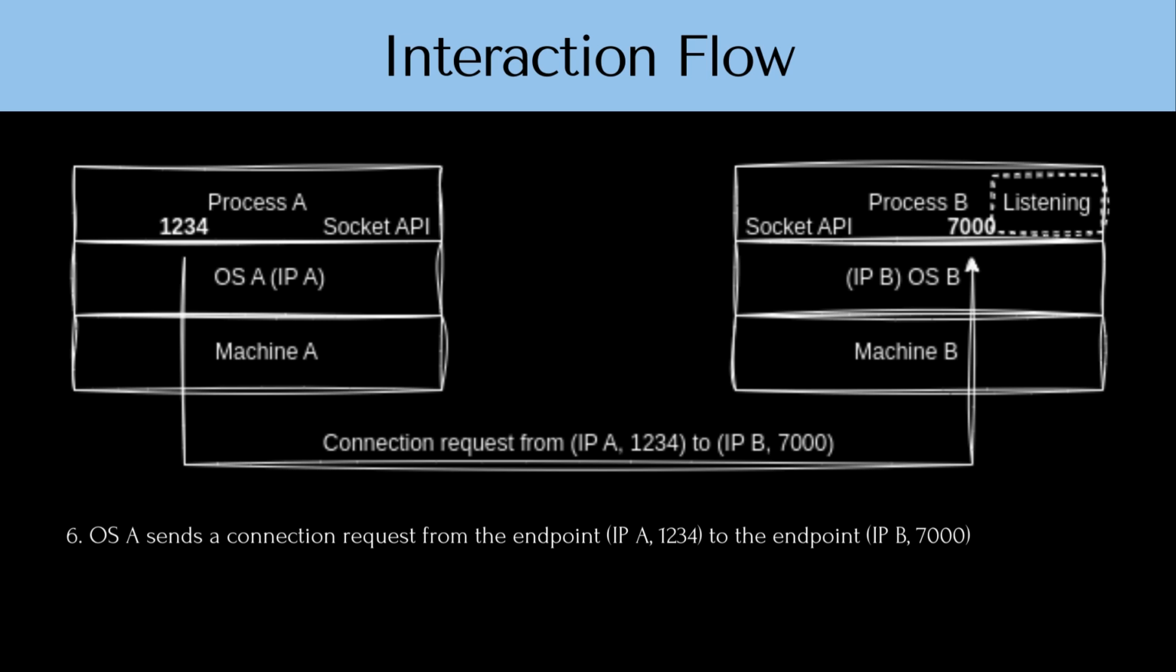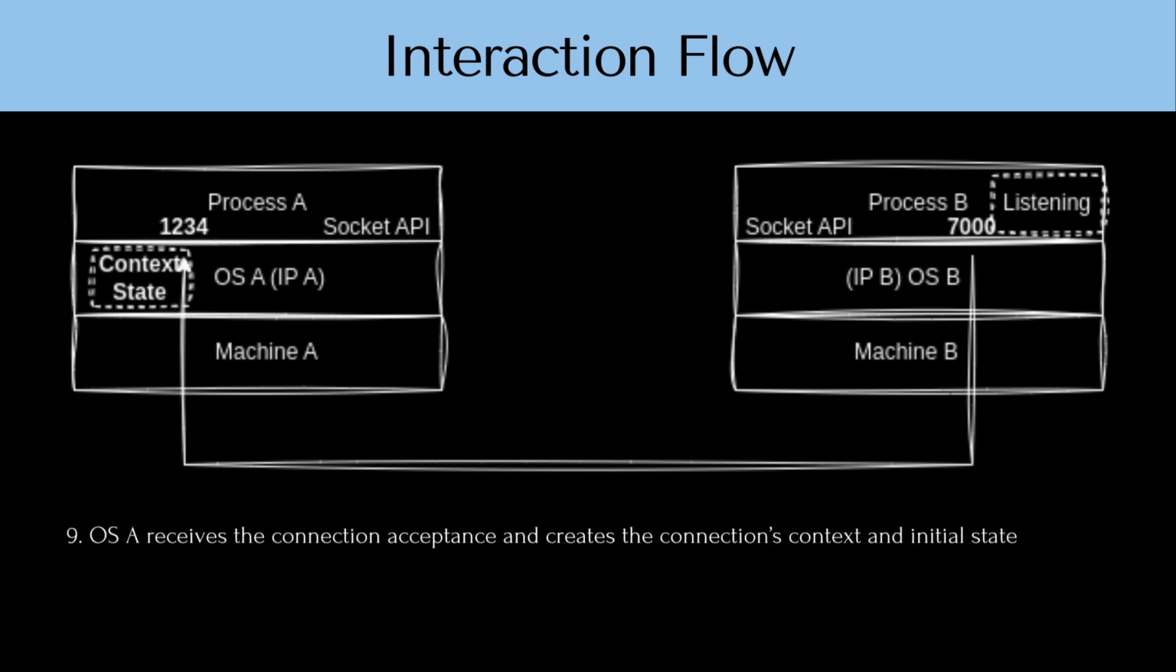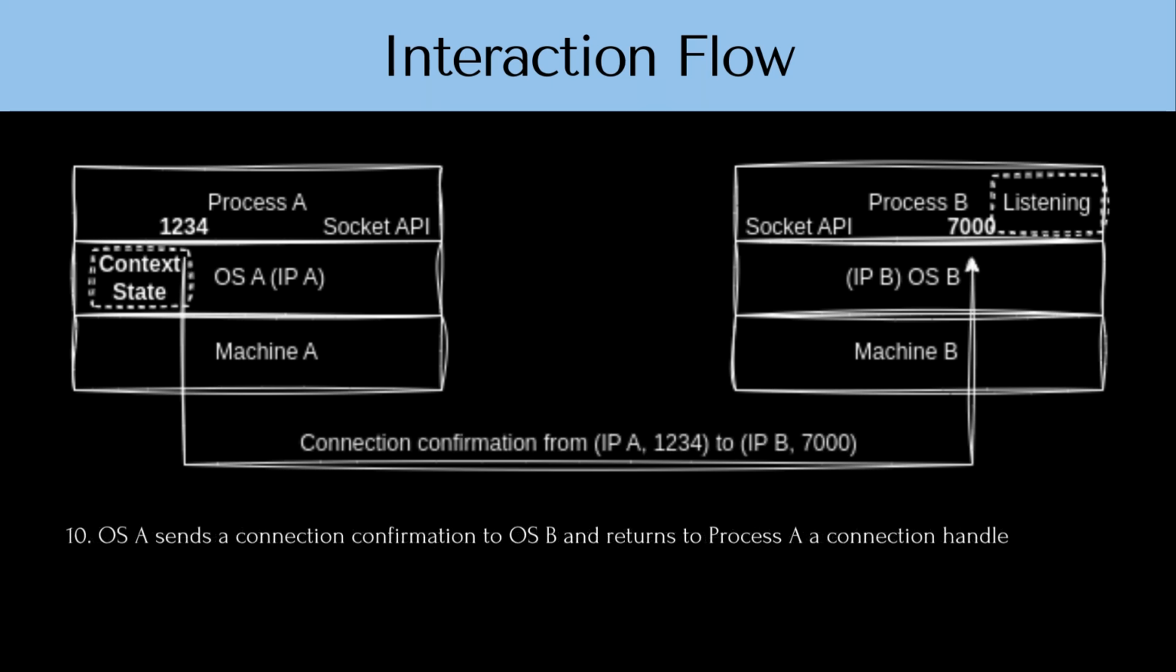OS B receives the connection request and verifies whether it has a process listening on port 7000, and this is the case. Then, it sends a connection acceptance to OS A. OS A receives the connection acceptance and creates the connection's context and initial state. Then it sends a connection confirmation to OS B and returns a connection handle to process A.